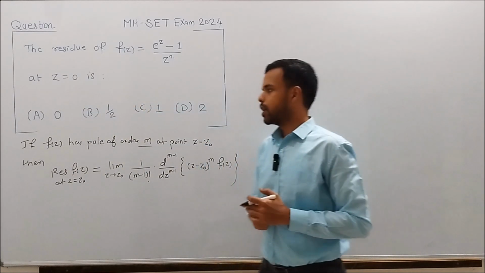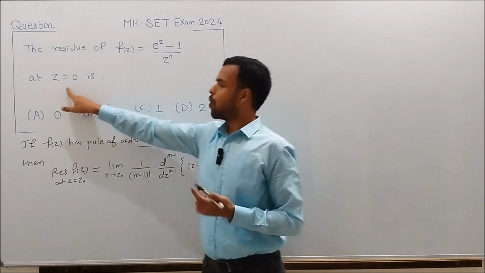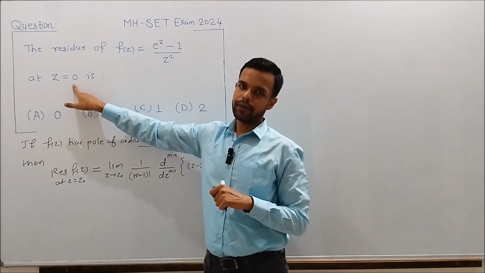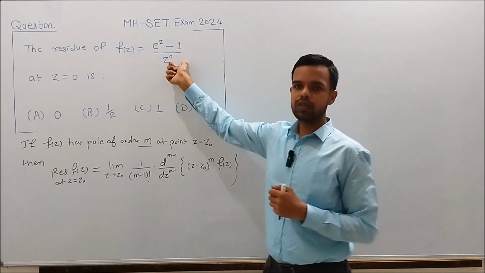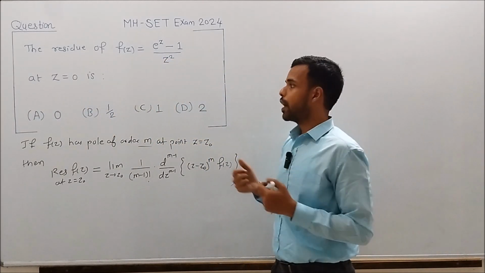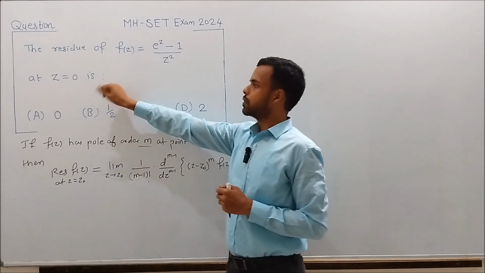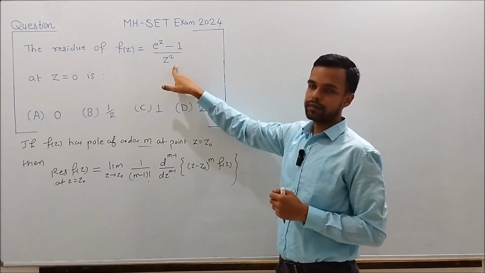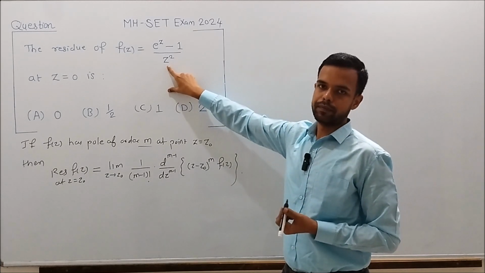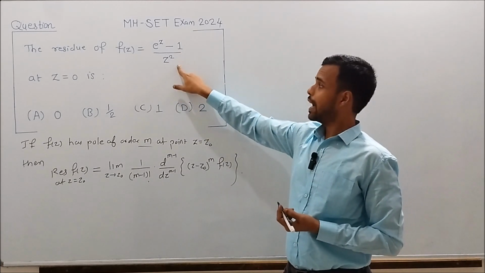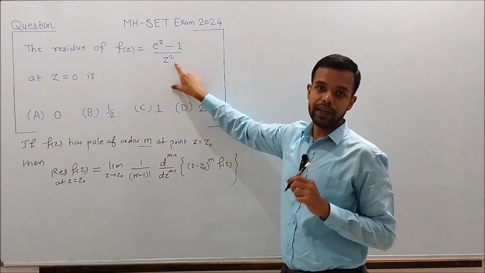But to apply this formula, we need to confirm whether this function has a pole of some order at point z equals 0 or not. So we first verify whether z equals 0 is a pole of this function, and if yes, then we find the order of this pole. Clearly, this function has only one singularity, at point z equals 0. By definition of this function, z equals 0 is the only point of singularity, so certainly it must be an isolated singularity.